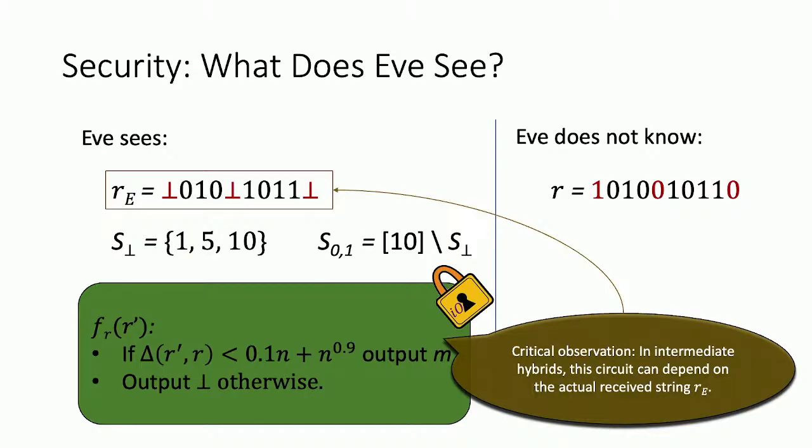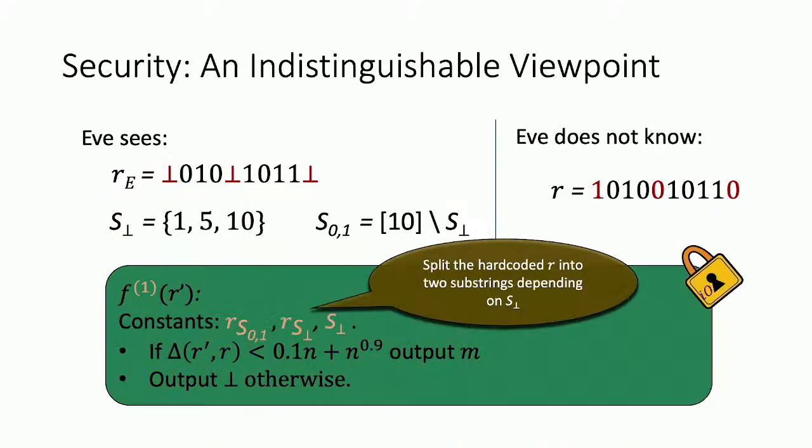So we're going to look at R sub E, and split up the indices into erased positions and non-erased positions. Intuitively, you know that the only thing that matters to Eve is the erased positions, so we're going to only focus on those positions. And so we're going to construct an indistinguishable viewpoint. The first thing we're going to do is change the description of this function. We're going to split the hard-coded R into just the substrings defined by the indices S sub 0,1 and S bot, and have this set of indices hard-coded into the function.